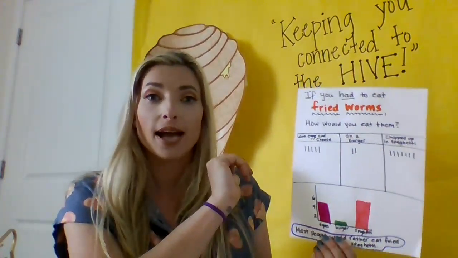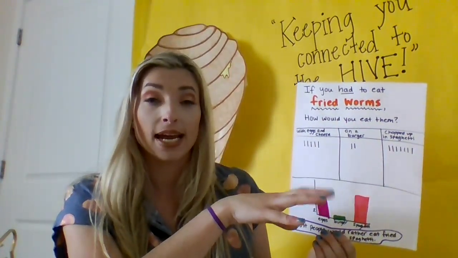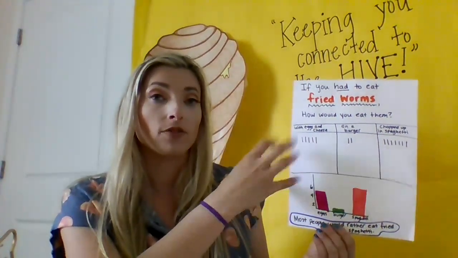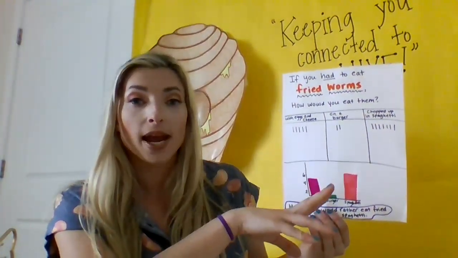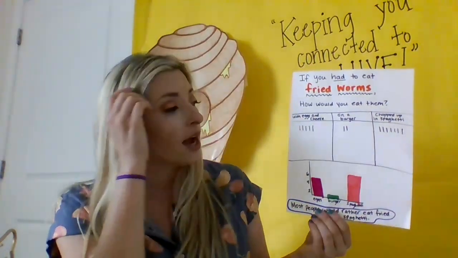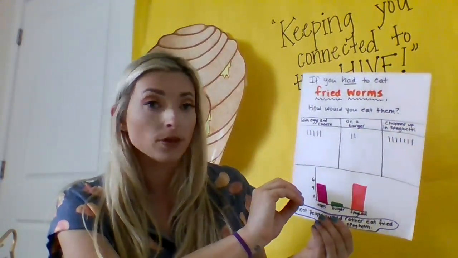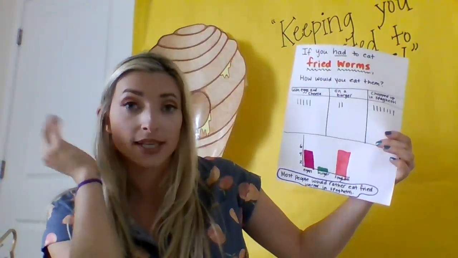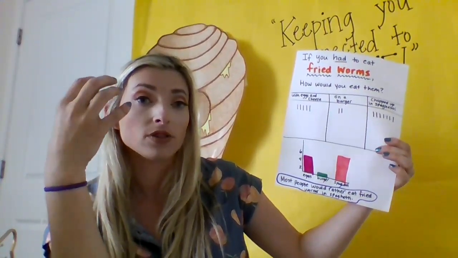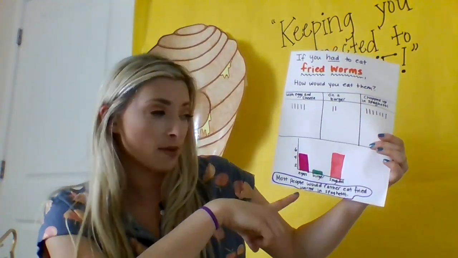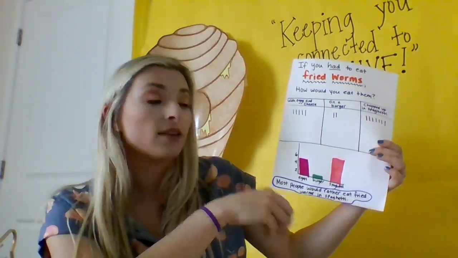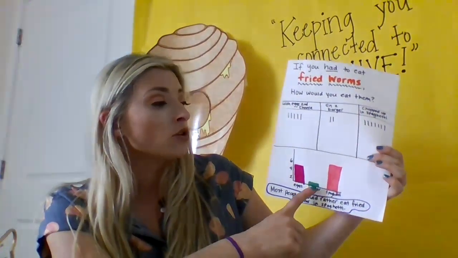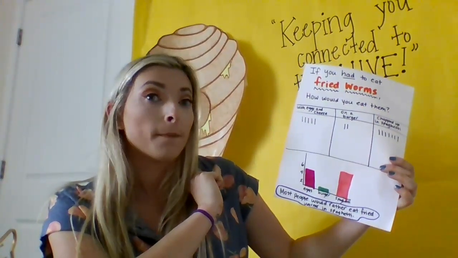So the last step that I had to do was I had to analyze my data and just be able to explain what I found from this. So when I looked at my graph and I looked at my answers, I knew immediately, because that's what graphs help us do. It helps me look at it and know exactly kind of what the most popular and least popular is. But at the very bottom, I put most people, because that's something we say when we're talking about data. Most people would rather eat fried worms in spaghetti. I could have went on to say very few people chose to eat fried worms on a burger.